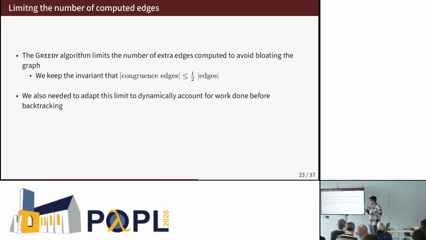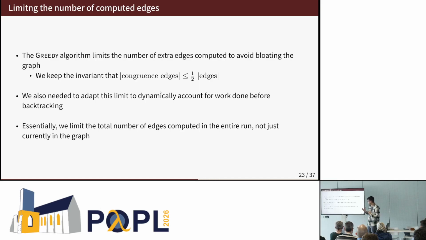So in a sense, we're doing a lot of work and adding a lot of edges that we're not going to use. So what we had to do is to limit the total number of edges which are added historically throughout the whole run of the solver and not just at any point in the graph, which is a bit more complicated.